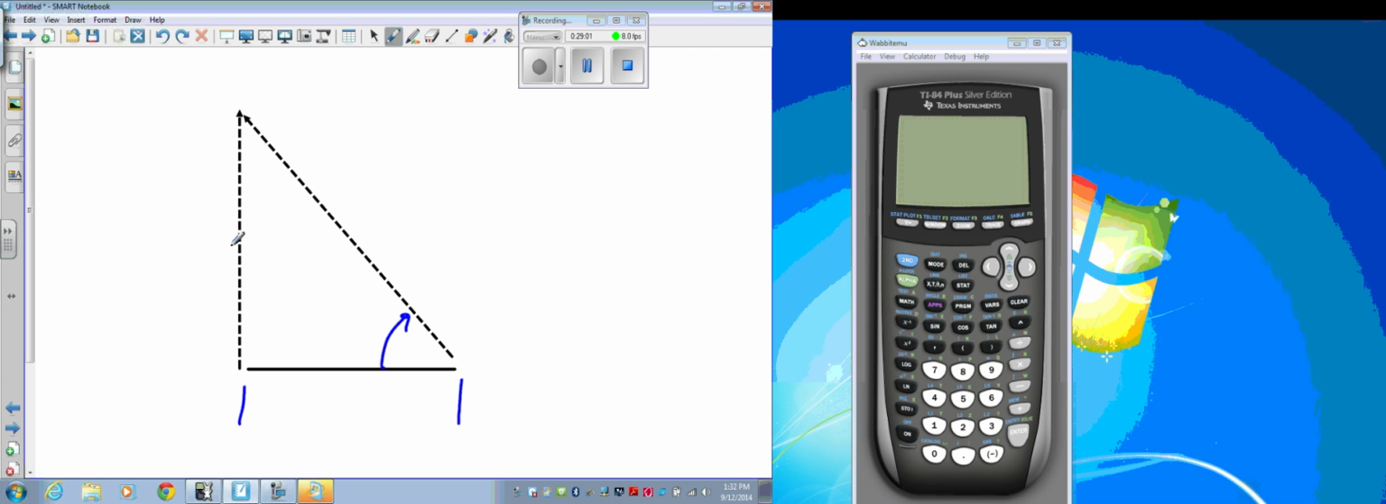Opposite over adjacent. And you'd know this angle, you'd know this side. You could calculate this side by saying this unknown, which is the opposite side, is to the adjacent side as the tangent of the angle. And that ratio stays the same, right? That's just a ratio of a similar triangle that has that angle.